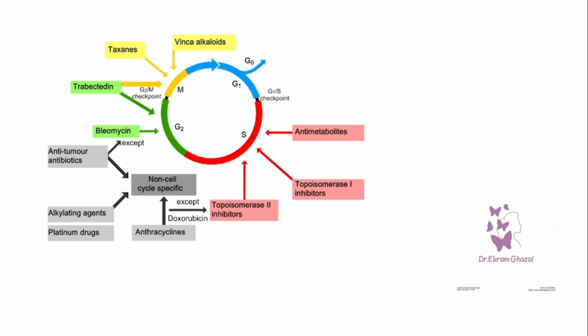and so on. For the G2 phase, there are two drugs: bleomycin, which is an anti-tumor antibiotic that works specifically on G2, and trabectedin, which also works specifically in G2. For the mitosis phase, or the M phase, we have taxanes and vinca alkaloids.